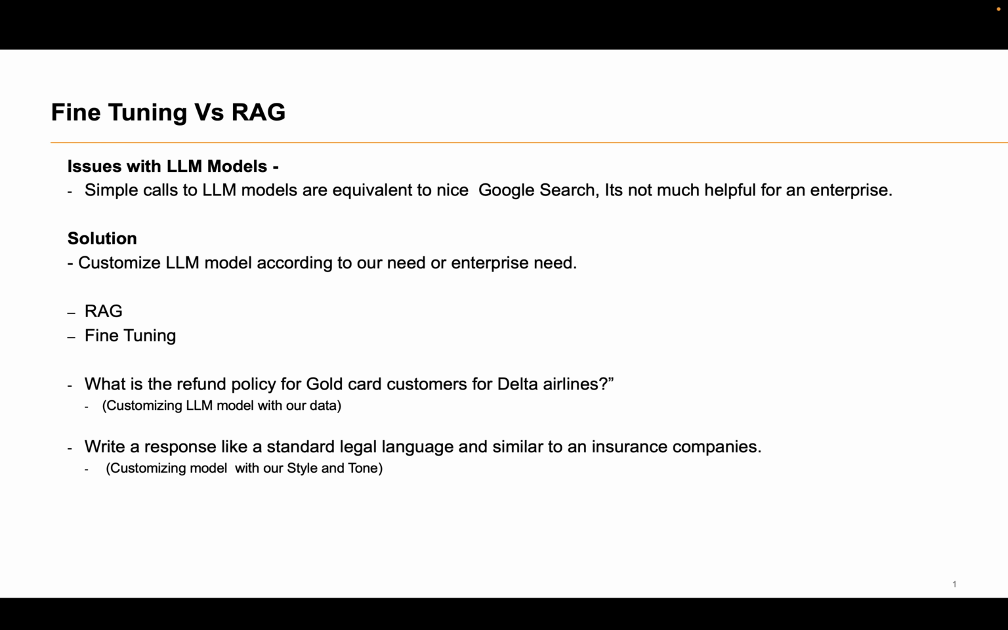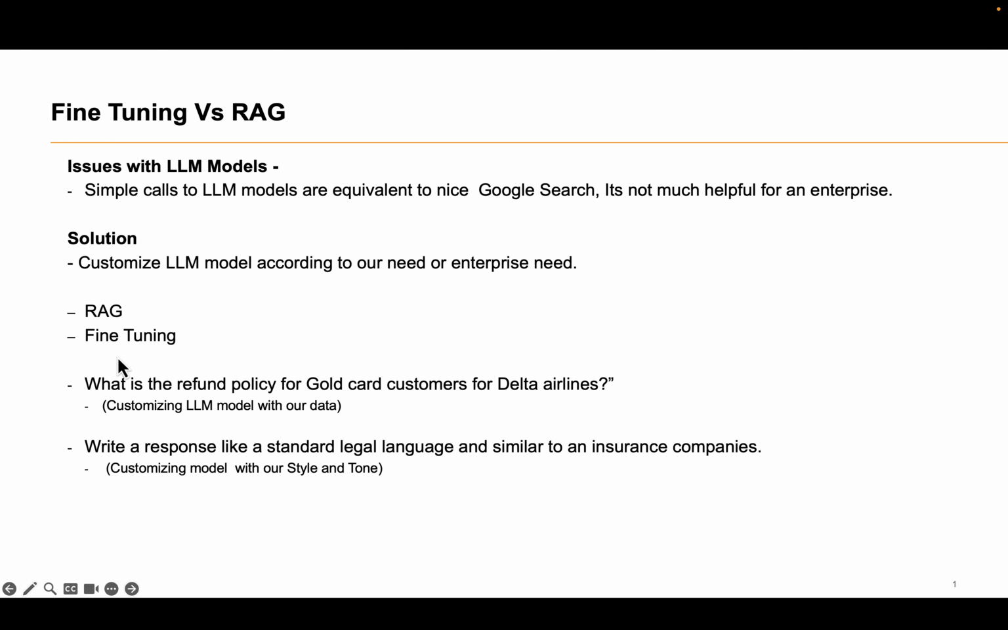If you have worked with ChatGPT or Google Gemini, you will see these models are good, but they act like a simple Google search. You give a prompt and you get a response. Now the question comes: how do we customize or use an LLM model according to our need or an enterprise need? Suppose a company wants to get information about its internal documentation. How can we use an LLM for that?